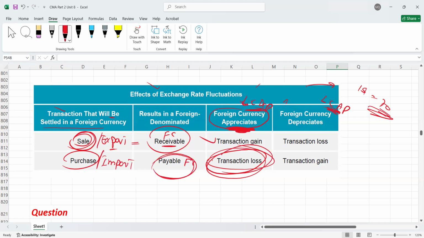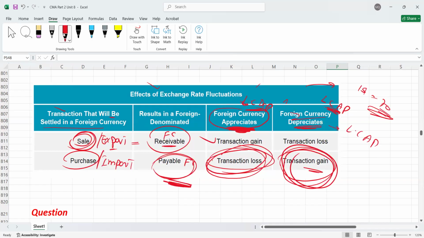What if you have foreign currency payments and the foreign currency depreciates, which means the local currency appreciates? Here you will have a gain because you will pay fewer Indian rupees to buy a dollar, and those dollars you will make as a payment, right? So here you will have a gain when the foreign currency depreciates.